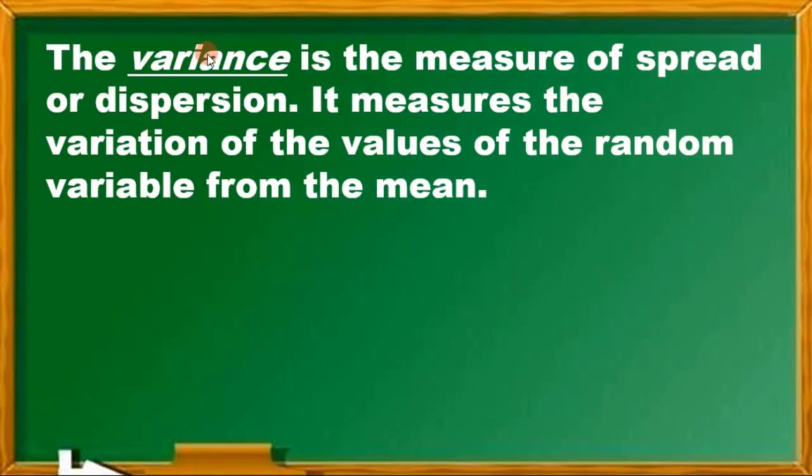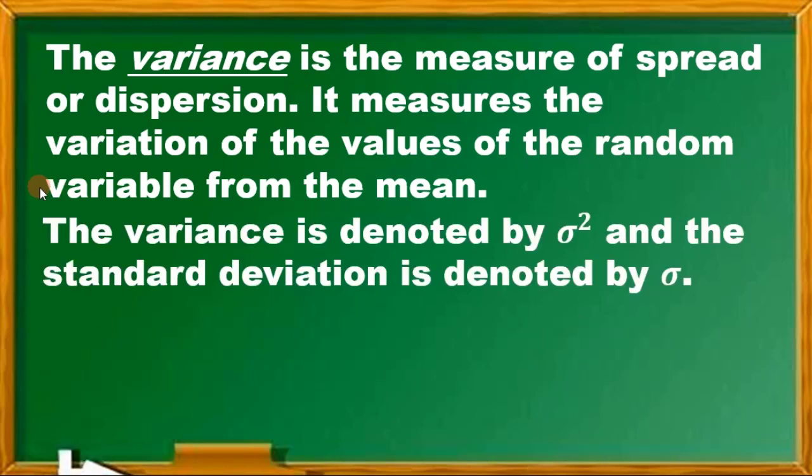The variance is the measure of spread or dispersion. It measures the variation of the values of the random variable from the mean. The variance is denoted by sigma squared, which comes from the Greek letter sigma, and the standard deviation is denoted by the Greek letter sigma.